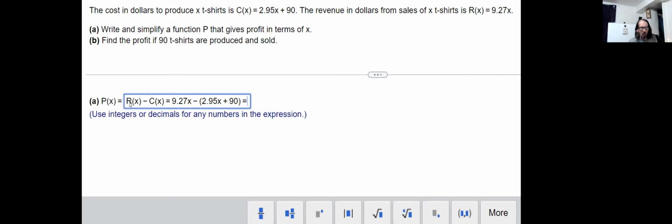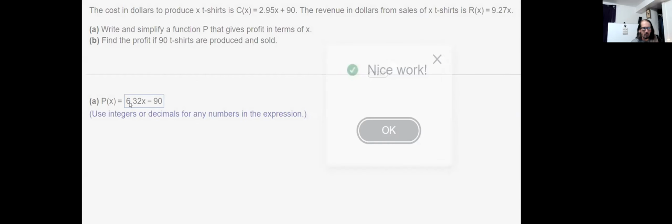We're going to have to distribute the minus sign. That's going to include changing the sign of the 90 and combining the like terms with the x's. That's going to give us, I believe, 6.32x. So I'm going to erase the rest of this and see if they agree. Double checking here. Yeah, it should be 6.32x minus 90.